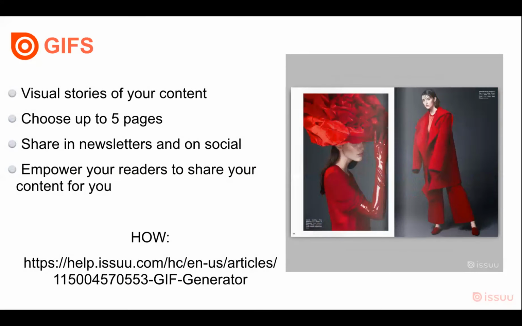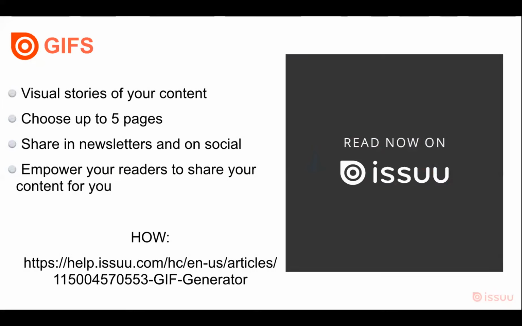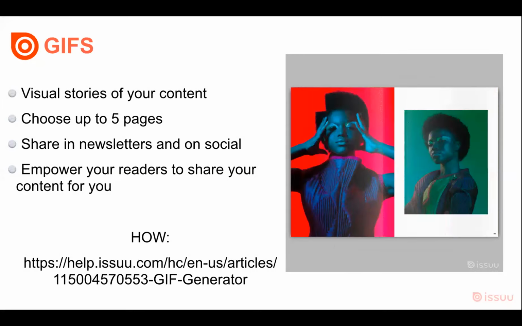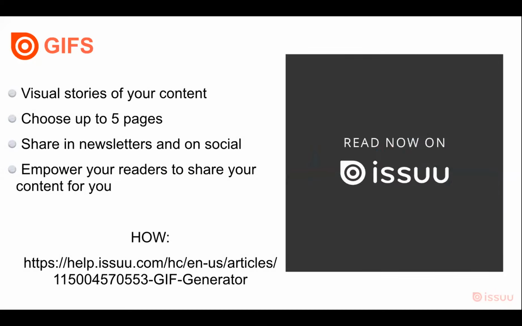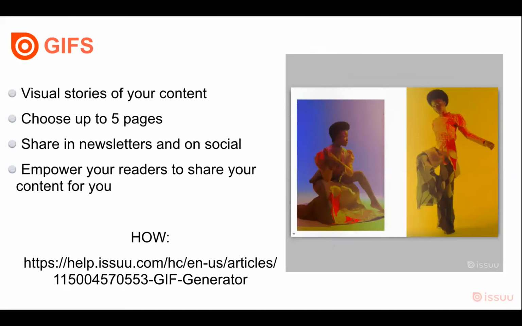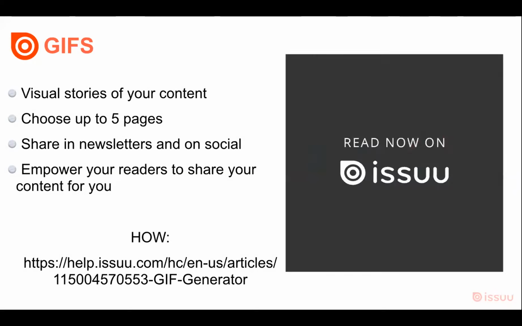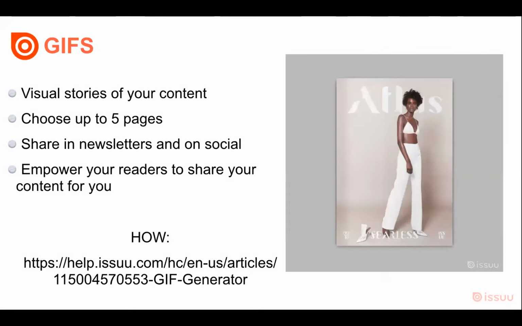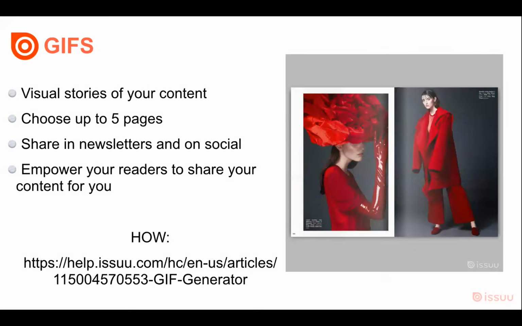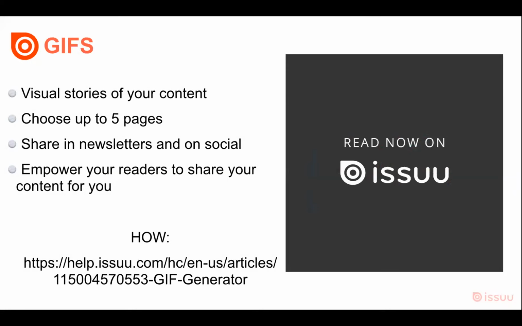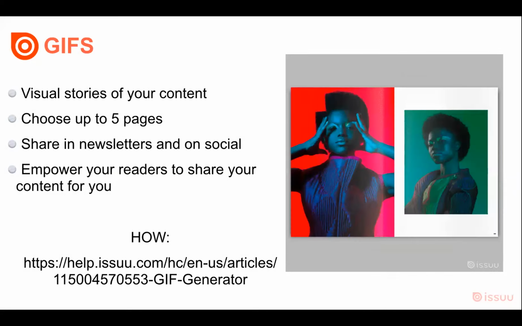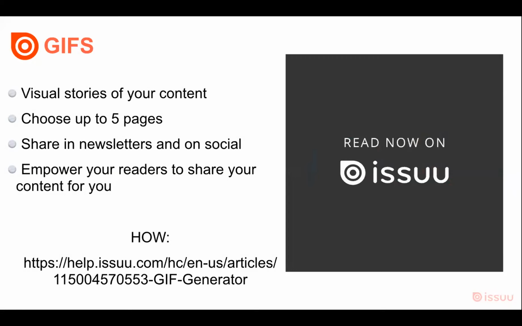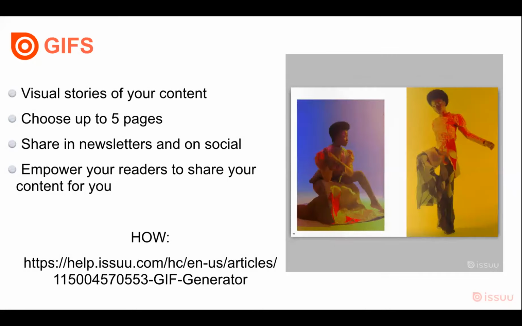GIFs. Here's another awesome tool that we released earlier this year to help distribute and tease your content. GIFs are short animated videos of your publication that can be shared on social media. On Issuu, you can create one by choosing up to 5 pages from your publication. And the Issuu GIF is standard 900 by 900 pixels. So why do you want to create these GIFs?